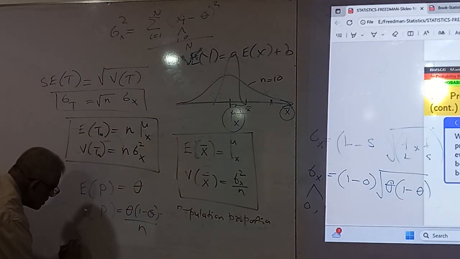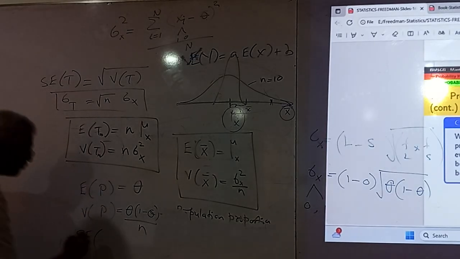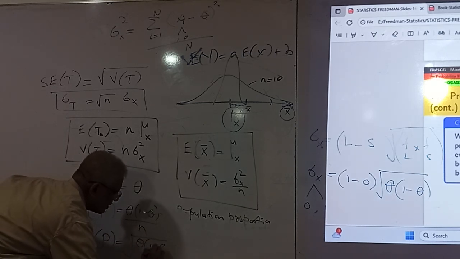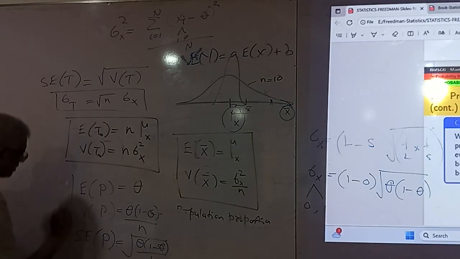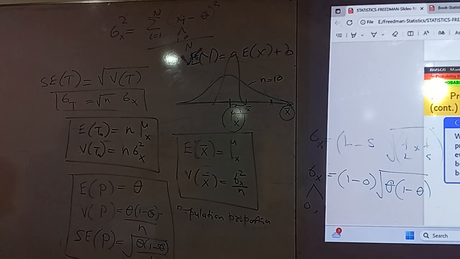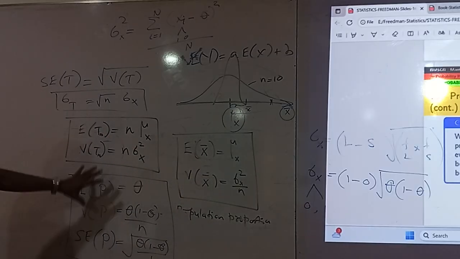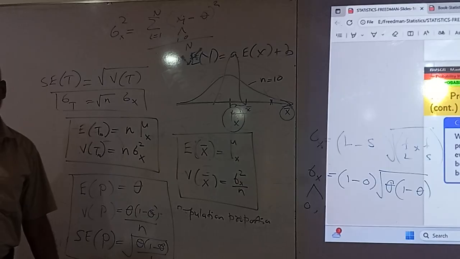The standard deviation, in this case the standard error, we call it the standard error because p is again a statistic. Standard error of p is equal to the square root of this, that is, theta times 1 minus theta over n. So those are some important, useful results for the total, for the sample mean and sample proportion. Sample proportion is a special case of the sample mean.